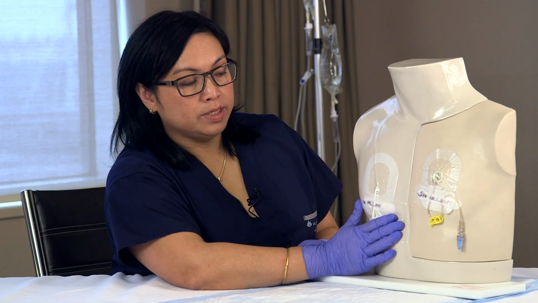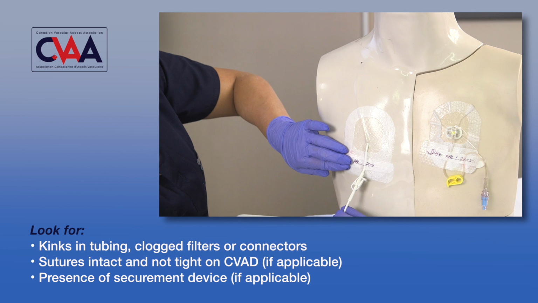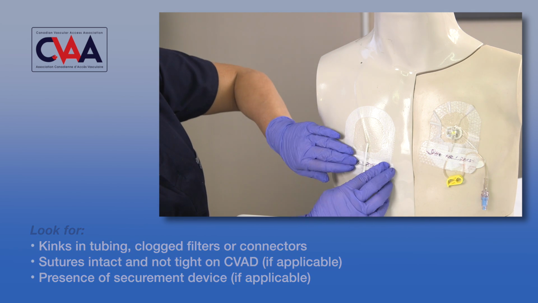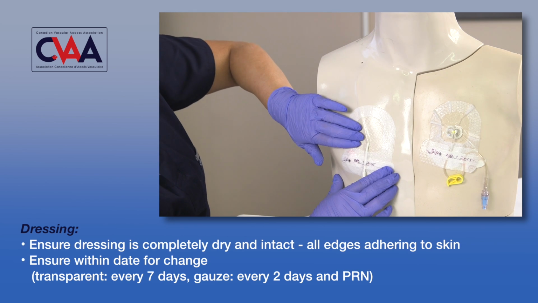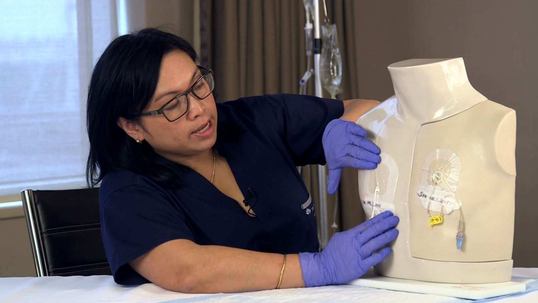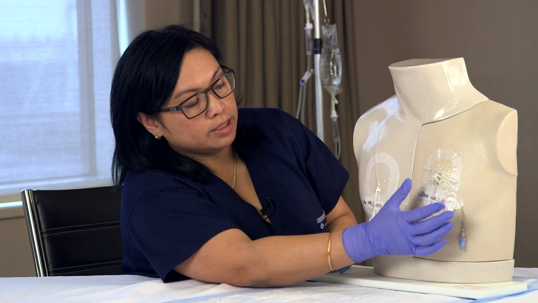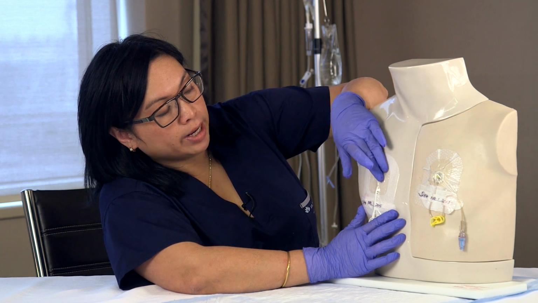So for the assessment, for both of them, you are going to ensure that there are no kinks or clamps on when you're infusing. You're going to ensure that the dressing is dry and intact all around the edges. And looking at the site, whether it's at the tunneled site or the implanted dome site, you are going to look for swelling, oozing, or redness.